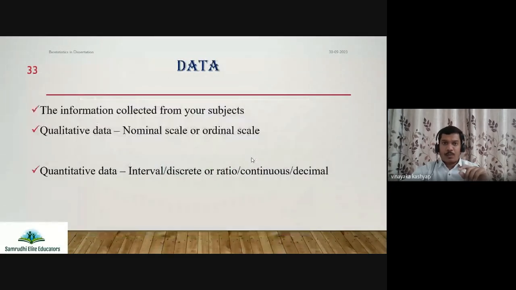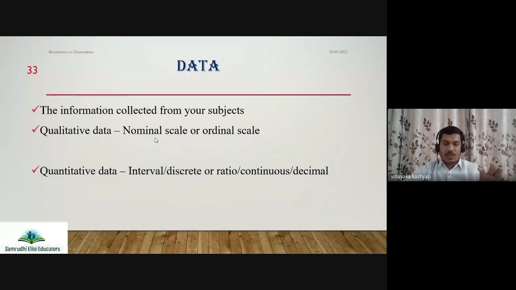Now comes the most important thing, data. So now you have collected all the information. You had 100 patients, 200 patients, whatever your sample size was, and you have collected all the data. This data will usually be either qualitative or quantitative. What is qualitative data? That is nominal, that is, it will be in the form of a name.